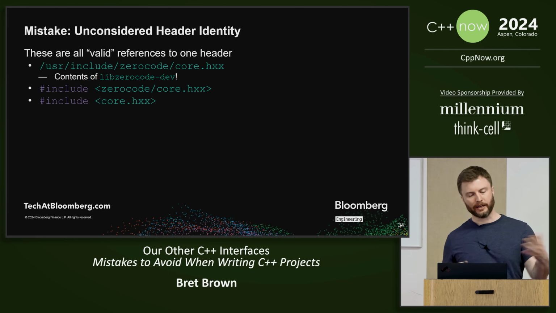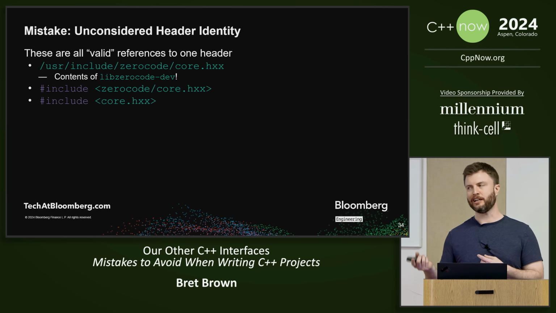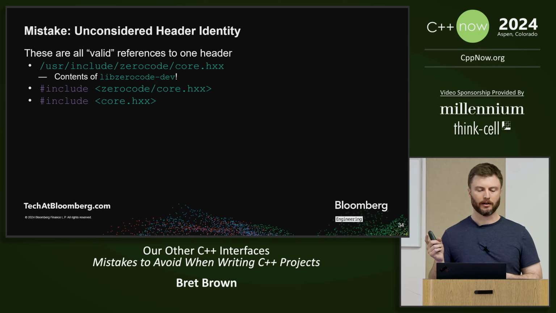We've kind of touched on this already. A mistake is unconsidered header identity. The header-only libraries tend to be pretty good about this because that's the only identities they have. But the other projects can sometimes get sloppy about this. An example, so what do I mean by header identity?